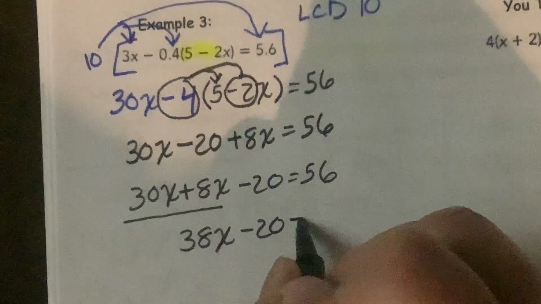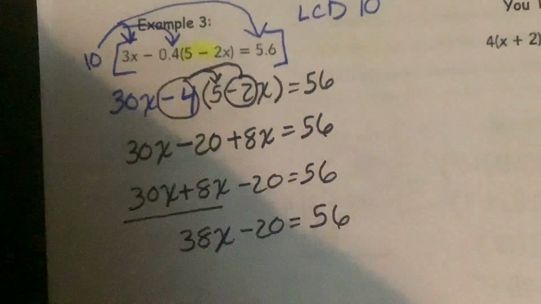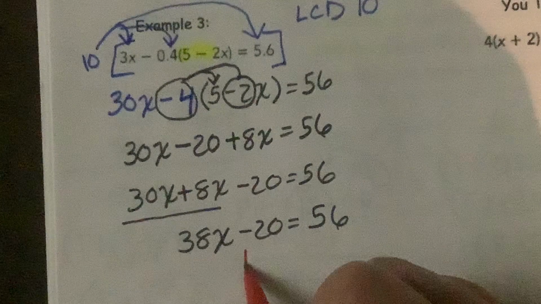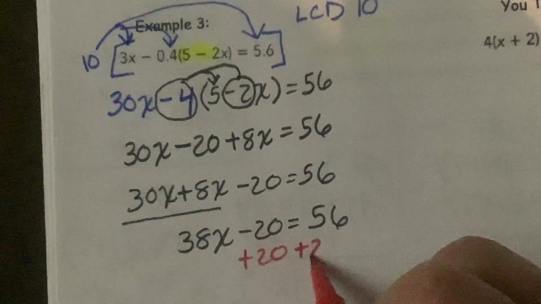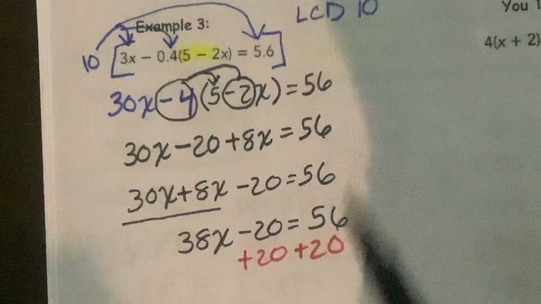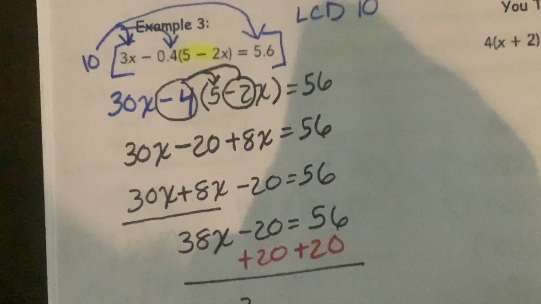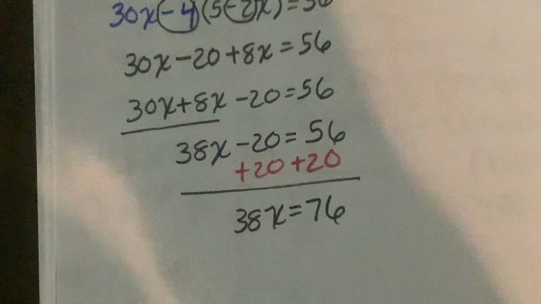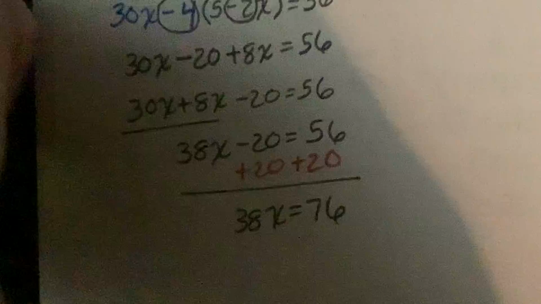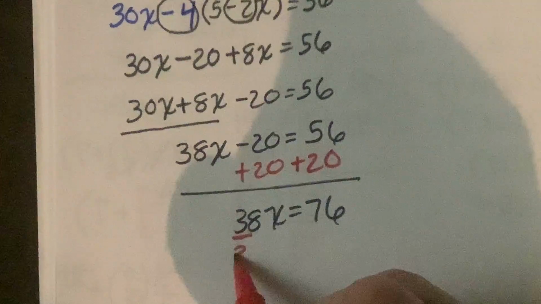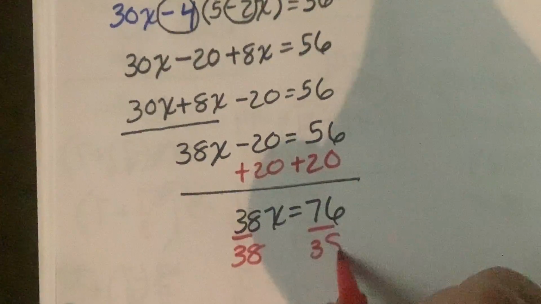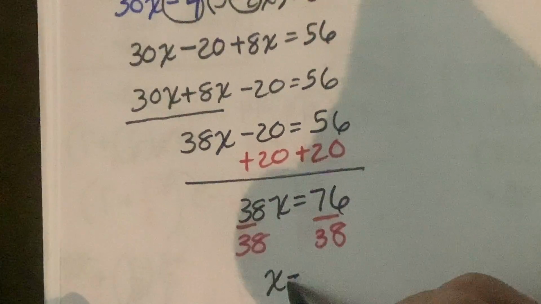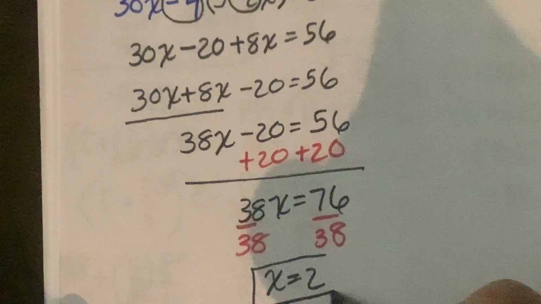Minus 20 is 56. Okay, finally, I'm at a two-step problem. That was a lot of work to get to a two-step problem. All right, let's add 20 on both sides. And 38x equals 76. Huh, look at that. I can divide by 38. And look at this. 76 divided by 38. X equals 2. I love it when that happens.